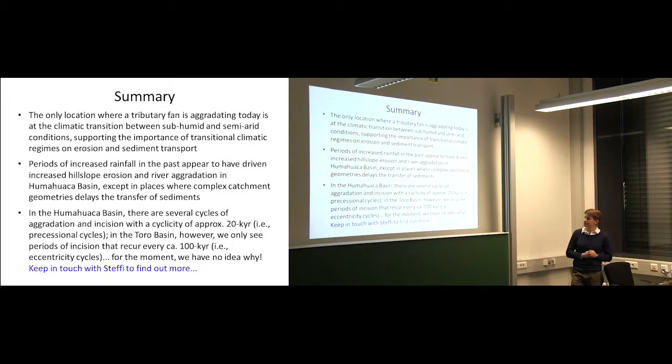The crazy thing is if you go one basin to the south, the Toro Basin, which is where Steffi is doing her PhD work, instead of a whole series of terraces on 20,000 year cycles, she sees 4 or 5 main terraces that are on 100,000 year cycles. So this is one basin to the south. Instead of being sensitive to precessional climate forcing, it seems to be sensitive to eccentricity forcing. And why that is, we have no idea.